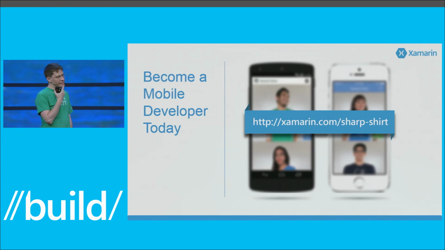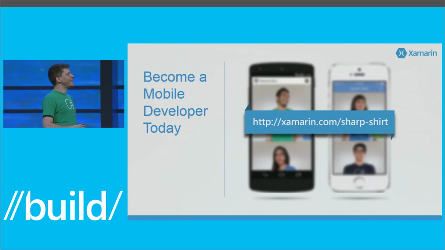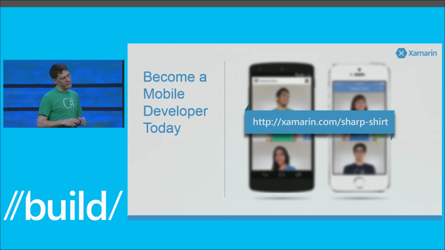And finally, I want to close with a thought. You can become a mobile developer today. You can get started and get a feeling for the iOS and Android APIs today by downloading the Xamarin Shirt app. That is the app that you saw in the keynote. You make the change, and you can also get your own shirt.